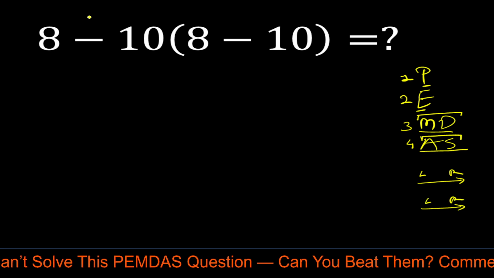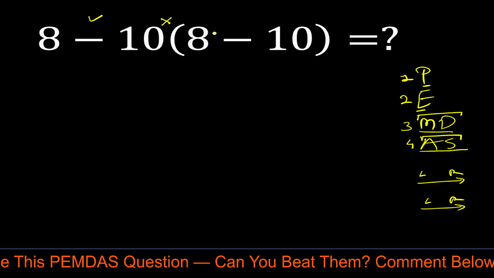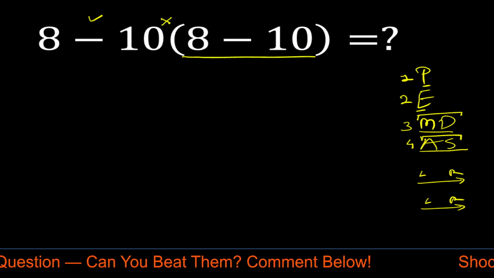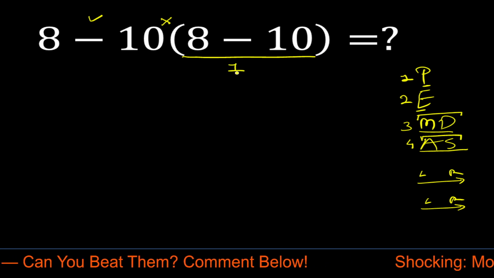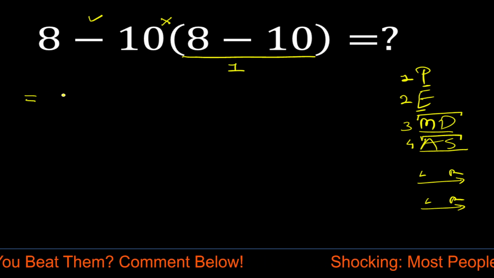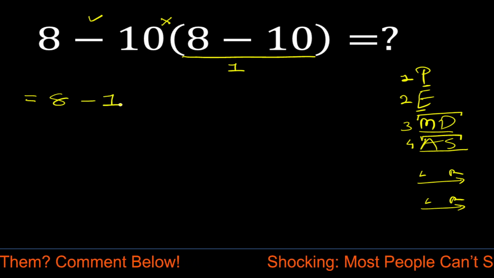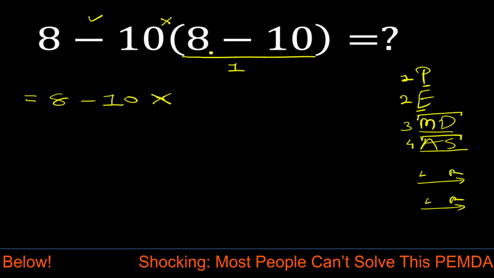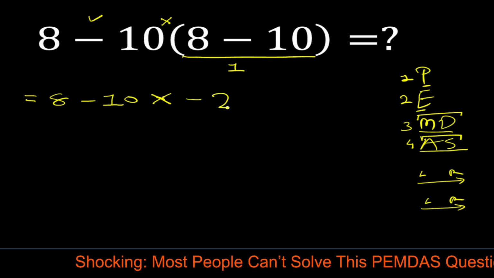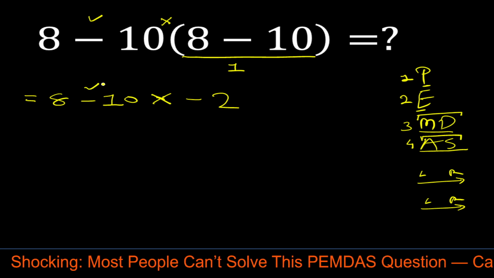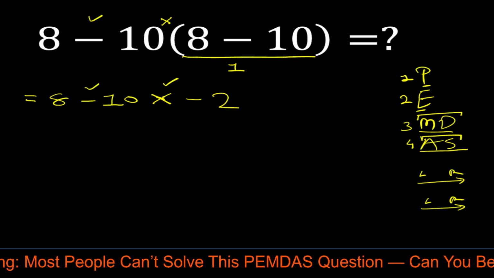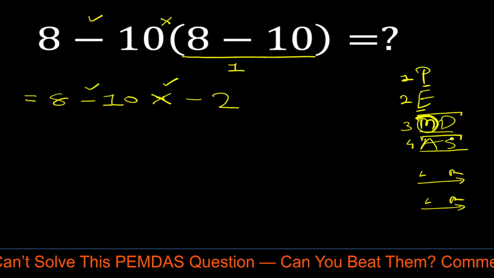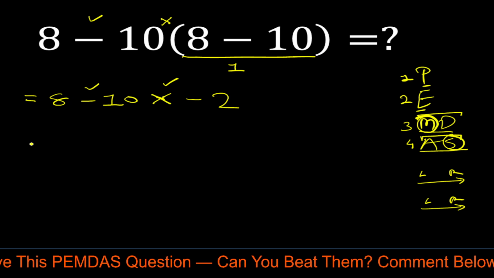So in this question, here we have one subtraction, here multiplication, and here we have one parenthesis. So according to PEMDAS rule, first we have to solve this parenthesis, right? So now 8 minus 10, multiply. Now solve this parenthesis. 8 minus 10 is equal to minus 2, right? So now here we have one subtraction and here multiplication. So according to PEMDAS rule, first we have to solve multiplication, then we have to solve subtraction, right?